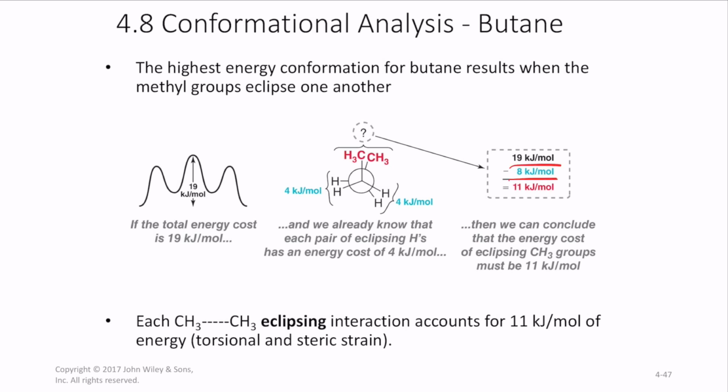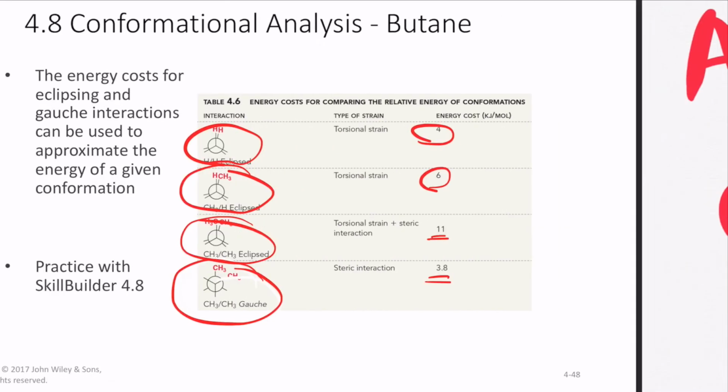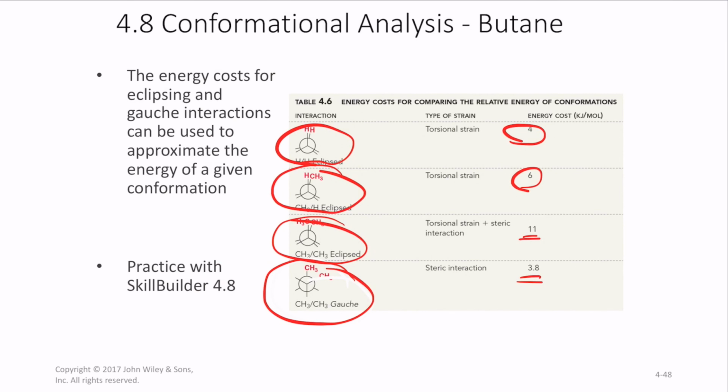So from that, if you take out 8 for each of the hydrogens, then between CH3 and CH3 you require 11 kilojoules per mole of energy for them to be kept in eclipsing interactions, because of the excess strain on the structure. So this is the idea behind conformational analysis. Hope you understood this.